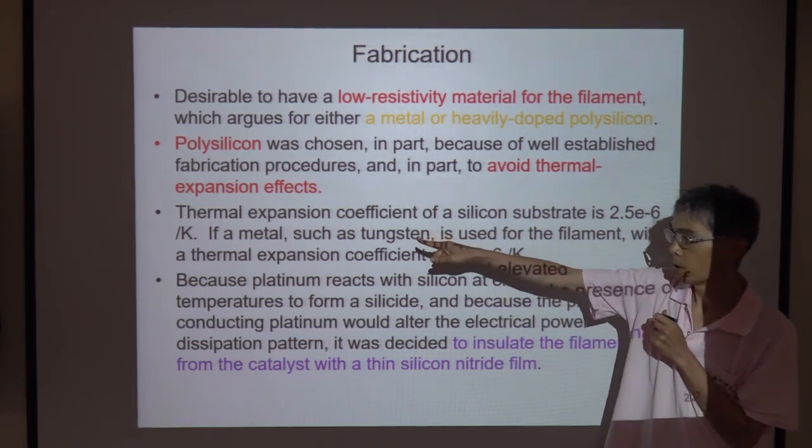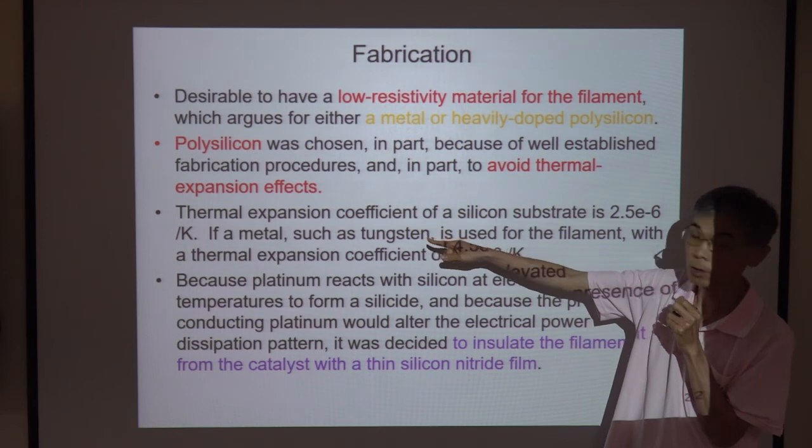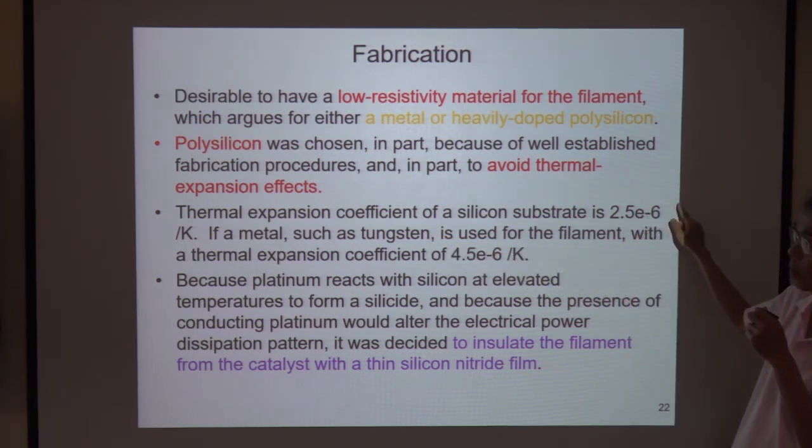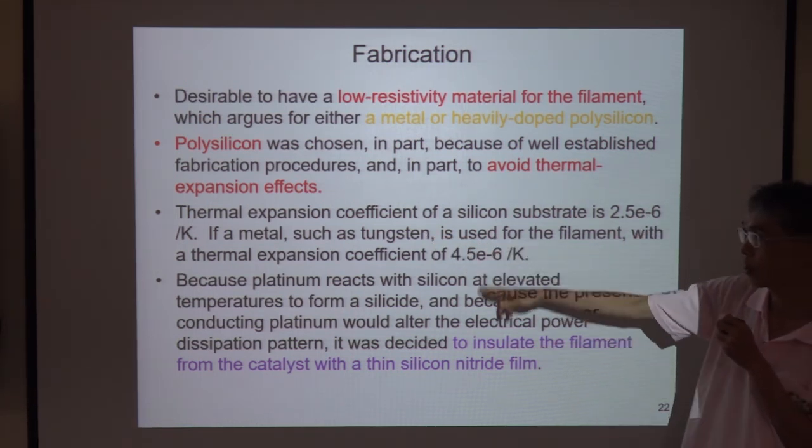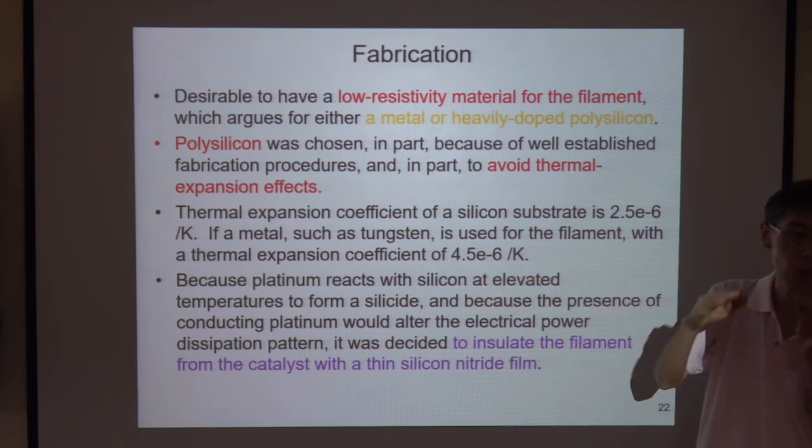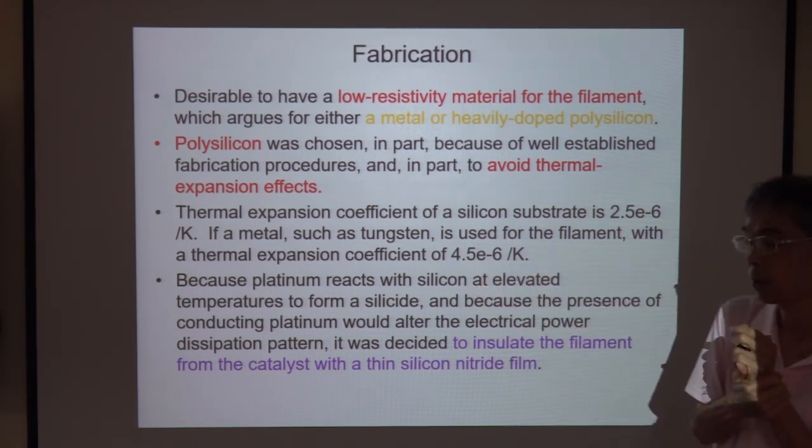See, silicon has a low thermal expansion coefficient, 2.5 times 10 to the minus 6 per K. But for tungsten, it's relatively high. Metal has a high coefficient of thermal expansion.